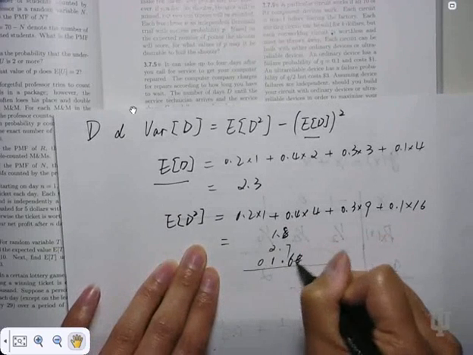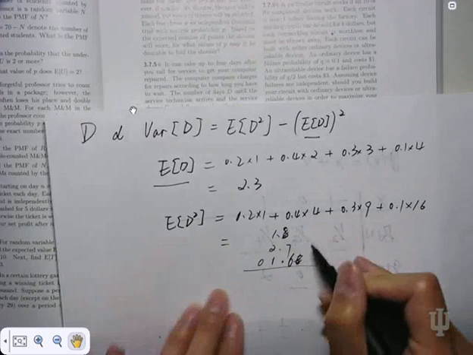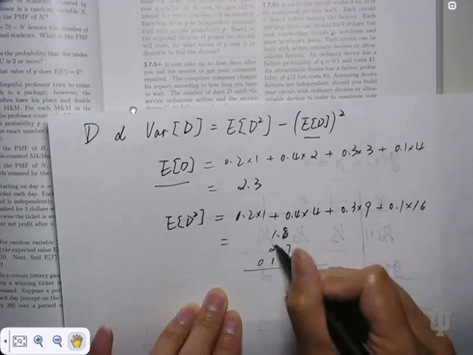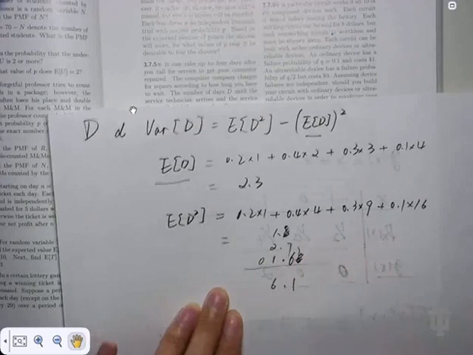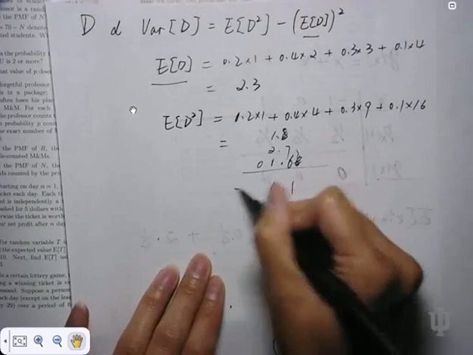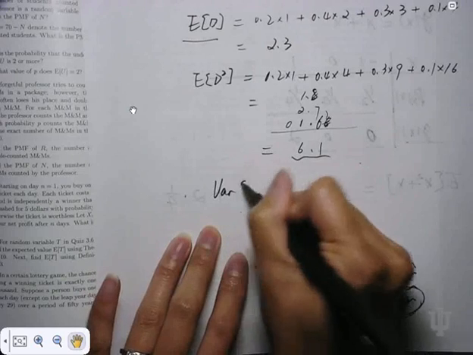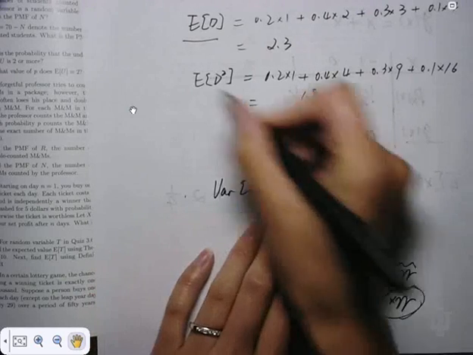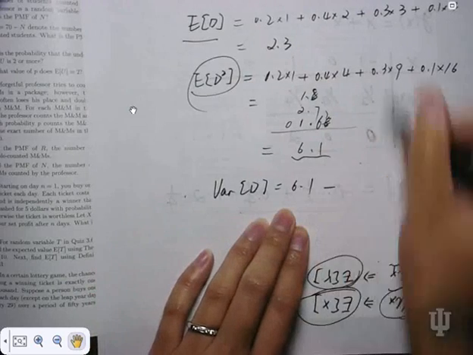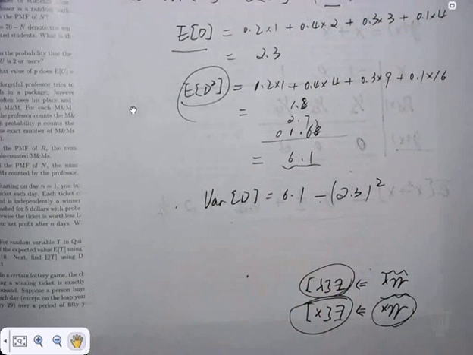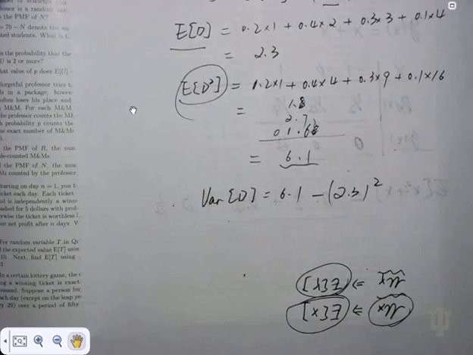Let's see, 6.1. Maybe my calculation is not correct. Maybe. So this value minus the square of your expectation is your answer, right? Clear?